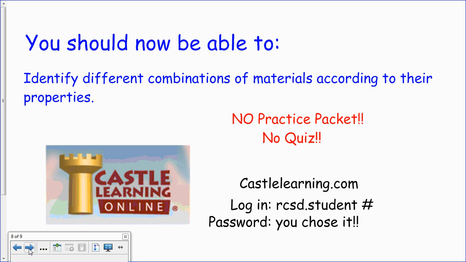Now, you should be able to identify some of the different combinations of materials according to their properties. So heterogeneous, homogeneous, colloids, suspensions, solutions. Okay, these are all the things that we were talking about in this video here.